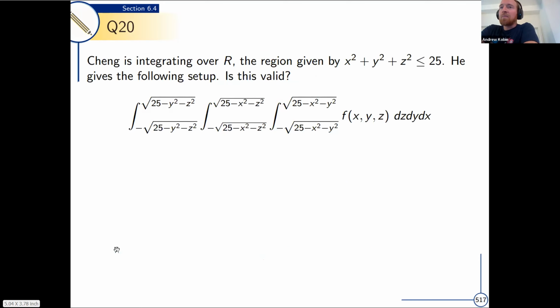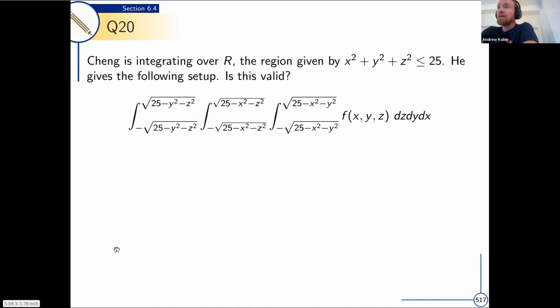Finally, here's another problem discussing the validity of a given setup for a triple integral. Given the region described by the inequality x squared plus y squared plus z squared is less than or equal to 25, is Chang's setup for this triple integral of some function f over that region a valid setup for a triple integral? Why or why not?